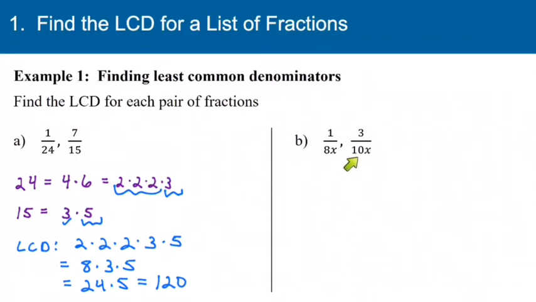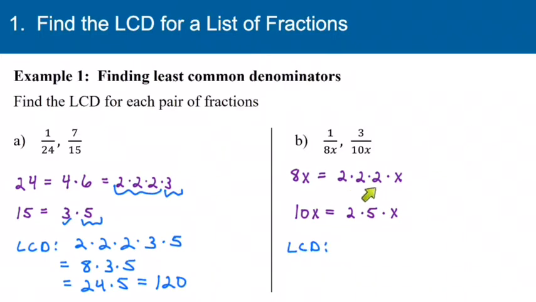Our denominators in part B are 8x and 10x. So let's start with the 8x. We need to break this down into prime factors. Of course, 8 is 4 times 2, and 4 is 2 times 2. So the 8 breaks down into 2 times 2 times 2, and then we also have this x. And then for the 10x, 10 breaks down into 2 times 5, so we'll have 2 times 5 times x.